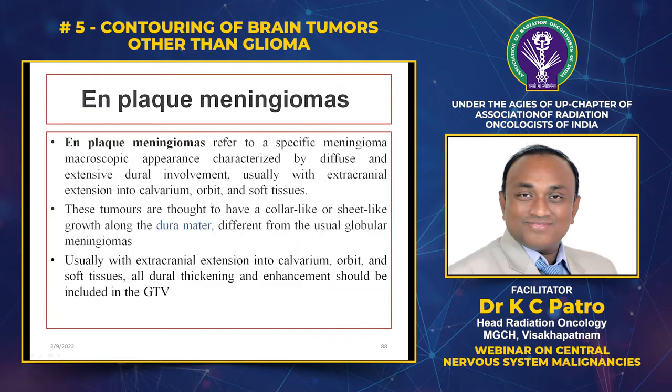Like that. There is a disease called en plaque meningioma. En plaque meningioma refers to a specific meningioma appearance characterized by diffuse extensive dural involvement, usually with extracranial extension to the calvarium, orbit, and soft tissue. Even you can see it going to the maxilla and nasopharynx. This tumor is thought to be a carpet-like growth along the dura, different from the usual globular meningiomas. The thickening and enhancement should be included in the GTV.